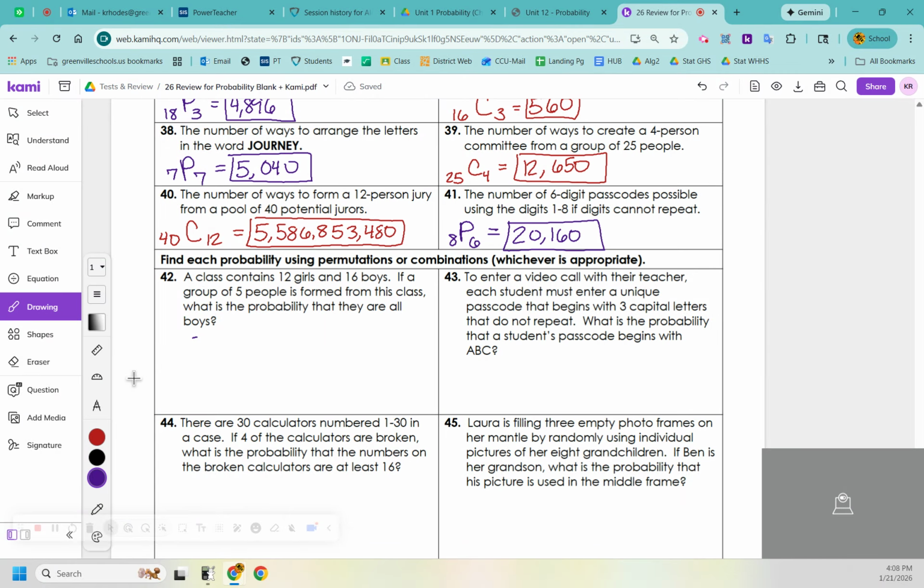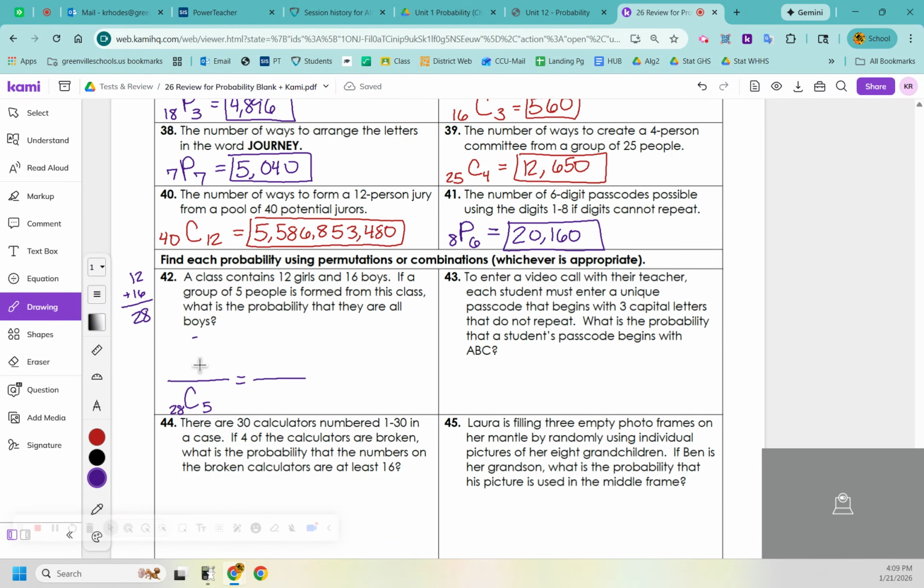So first, how many different ways can you choose 5 people, one group, out of this whole class? That's the denominator. We're choosing them to form a group. Order doesn't matter. If I choose you first or last, you're the same. But we're choosing out of 12 plus 16 people, 28. So the class is 28, and we're making groups of 5. This is all the ways you can choose 5 people from 28, where order doesn't matter.